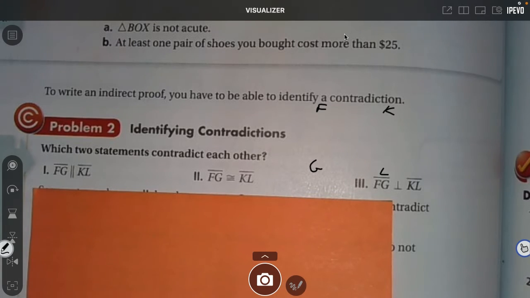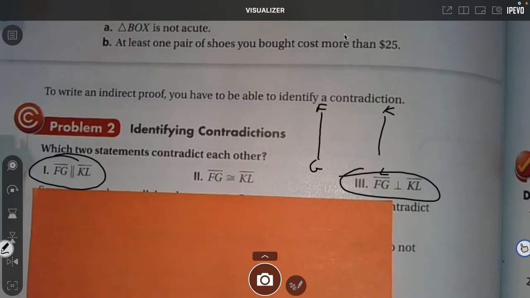Let's see, can FG and KL be parallel and perpendicular at the same time? No. No, that's the opposite thing. Can those happen at the same time? No. So you would pick these 2 things, they cannot happen at the same time. Those 2 things contradict each other. Does that make sense? Your lines can't be both parallel and perpendicular at the same time. Can they? That made no sense. So you had to pick it.